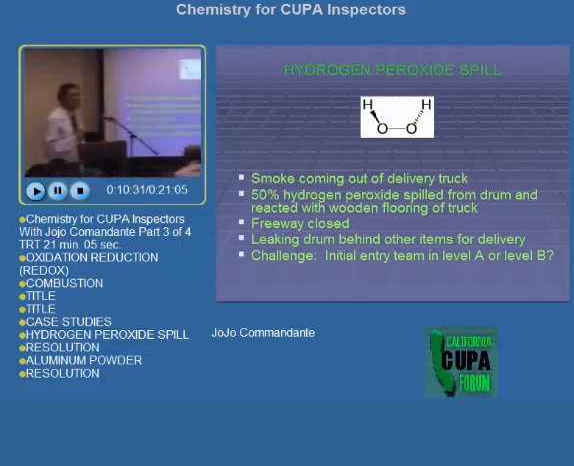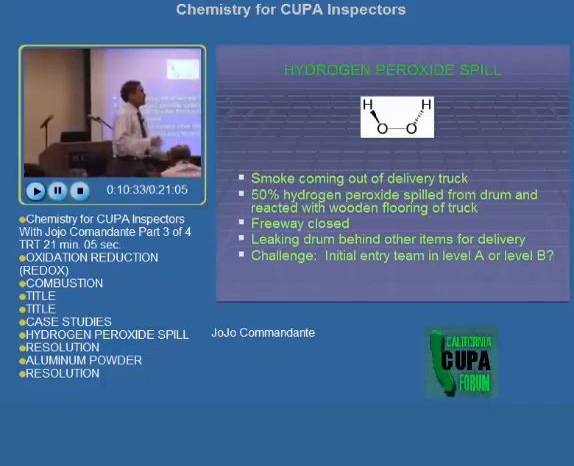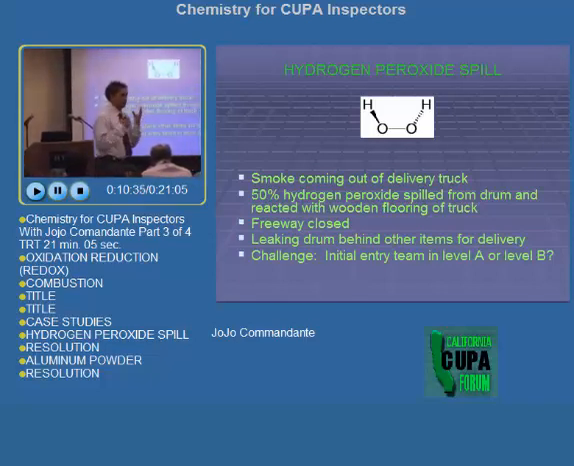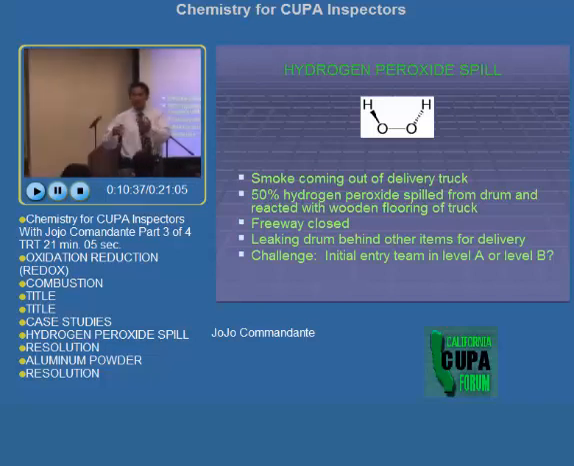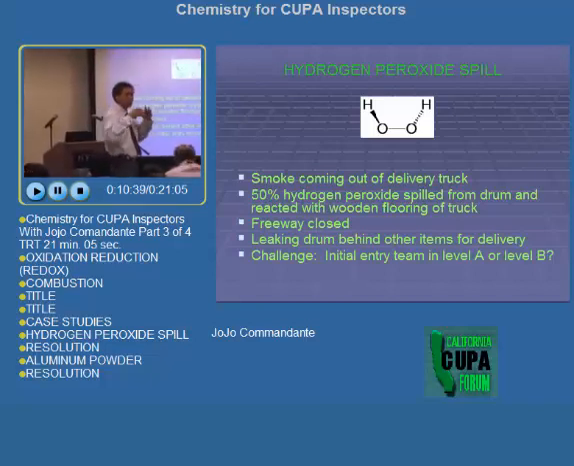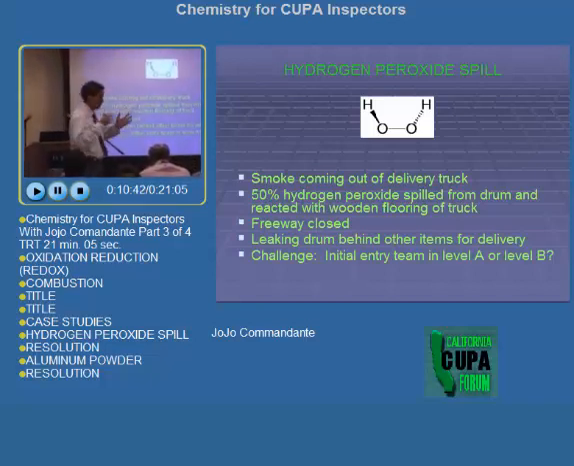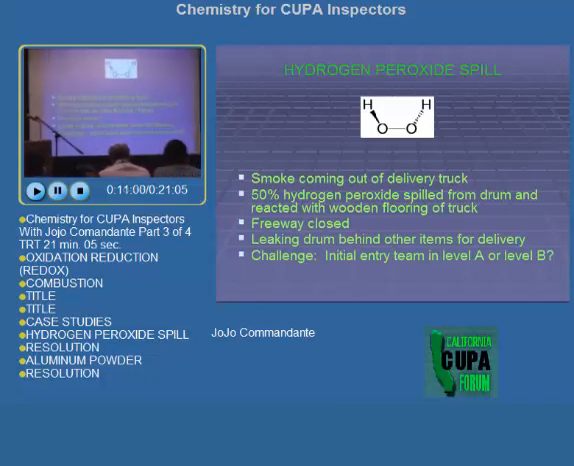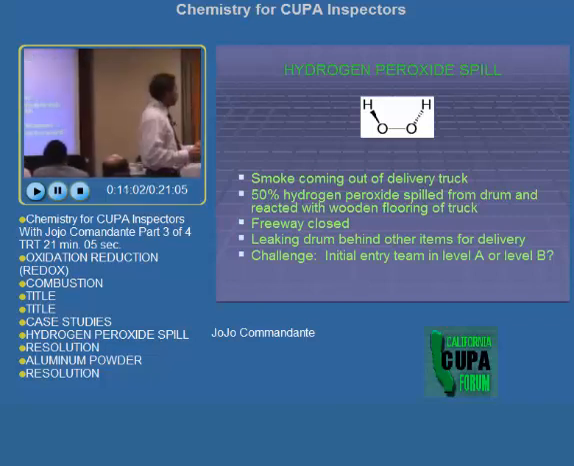Close, but wrong. Level A is fully encapsulating suit. Both level A and level B are actually SCBA, okay? So respiratory protection is already guaranteed for level A and level B. Level A is fully encapsulating to provide protection against corrosive vapors or corrosive gases, okay? Corrosive gases are chlorine, ammonia, meaning if it just gets on your skin, it burns you.